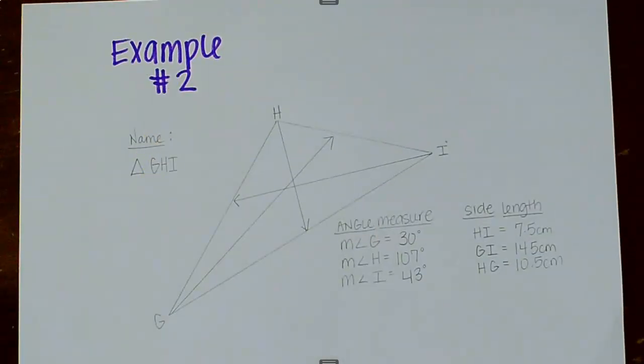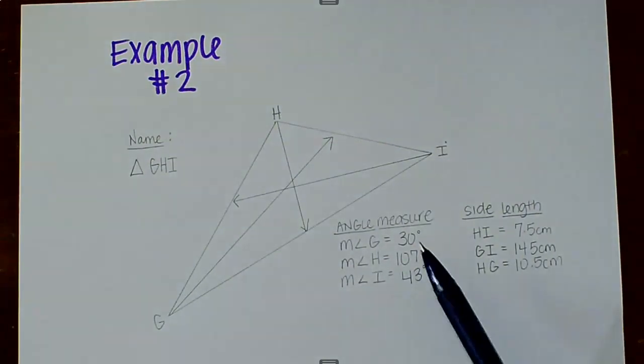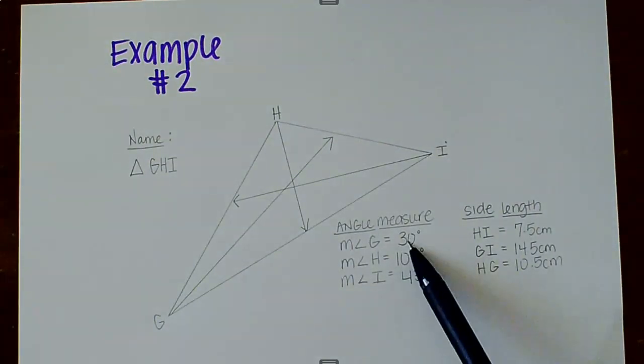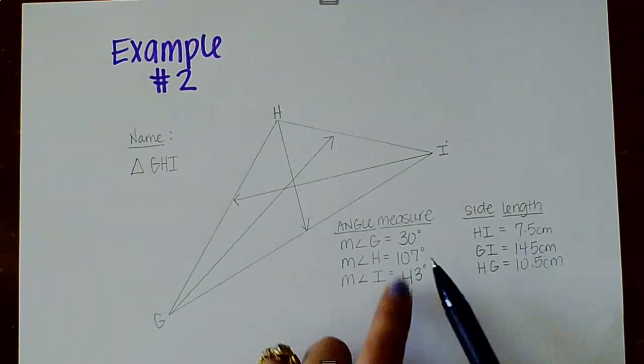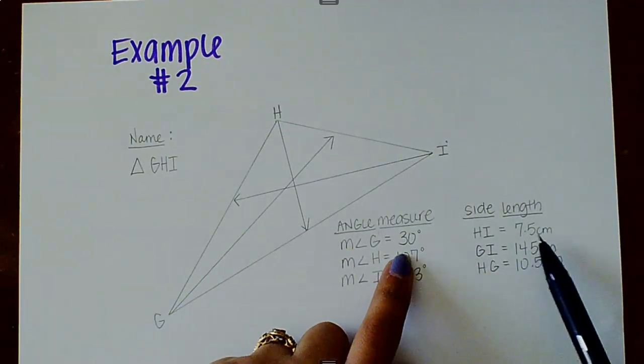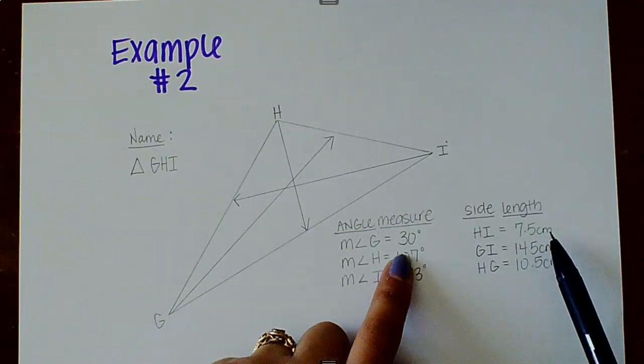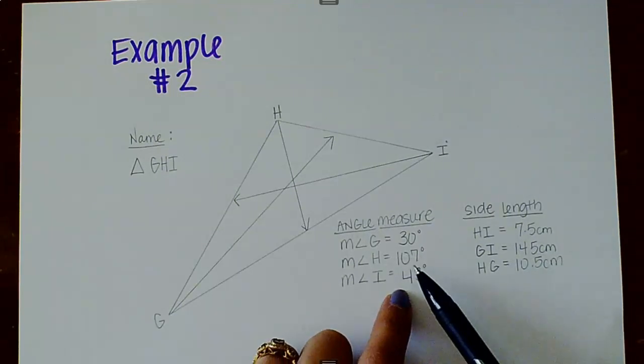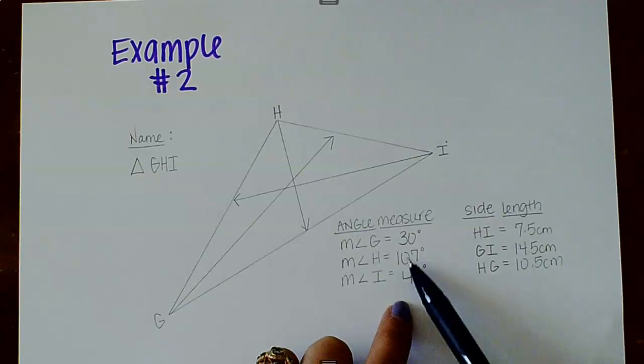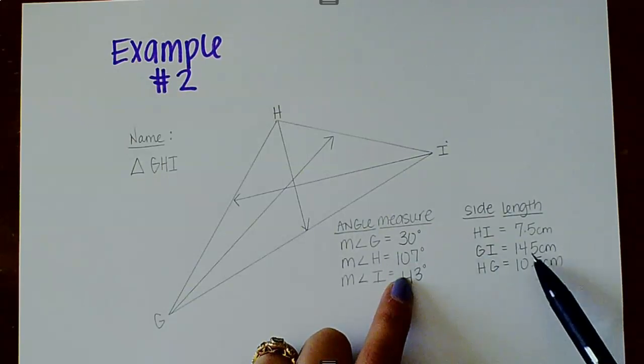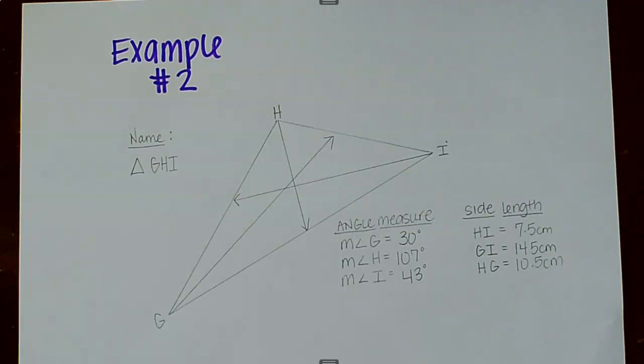Okay, so let's go ahead and look. Does our theory hold true? Is the smallest angle opposite the shortest side? So here, 30 degrees, 7.5 centimeters. So far, that's good. Is the largest angle opposite the longest side? So largest angle here is 107 degrees and 14.5 centimeters, which does happen to be the longest side. So let's try one more example to see if our theory holds true.